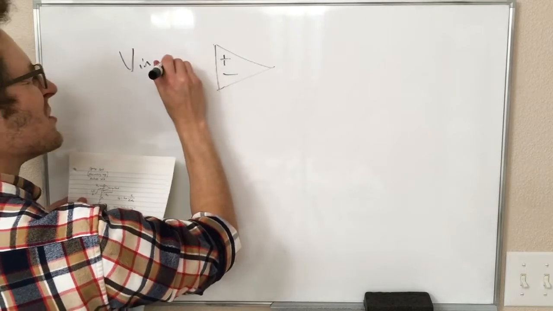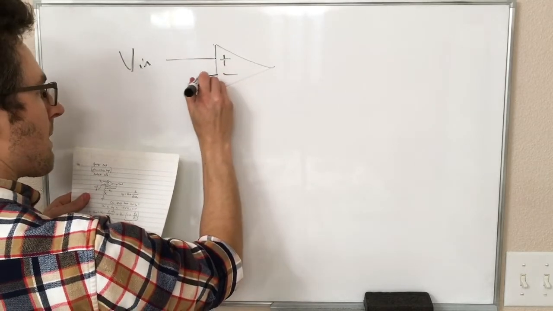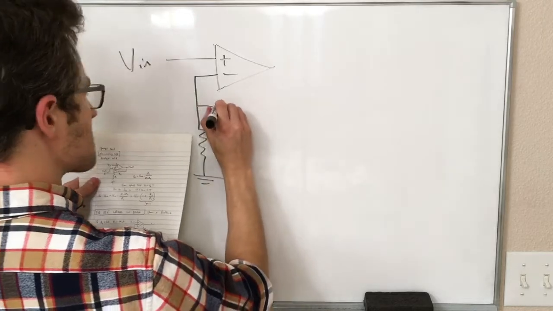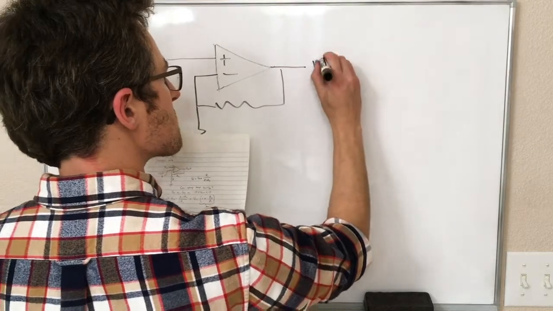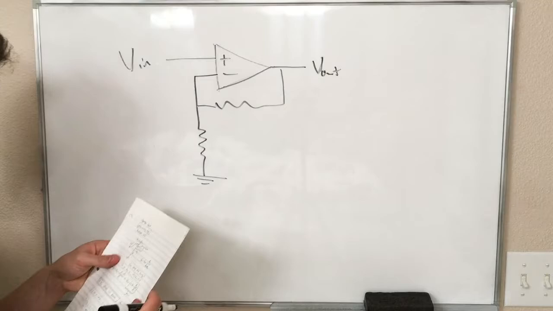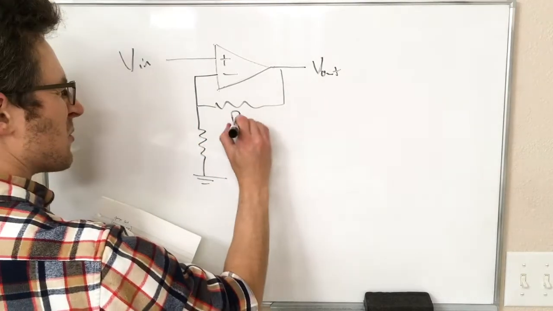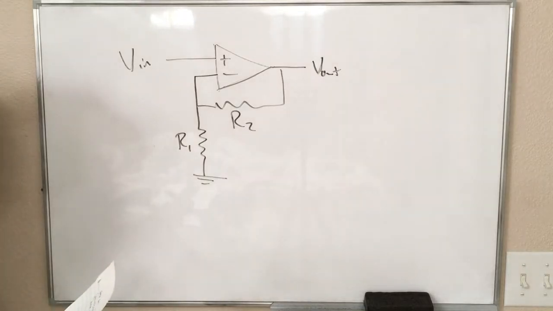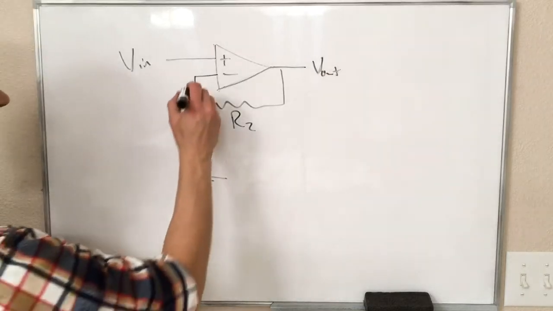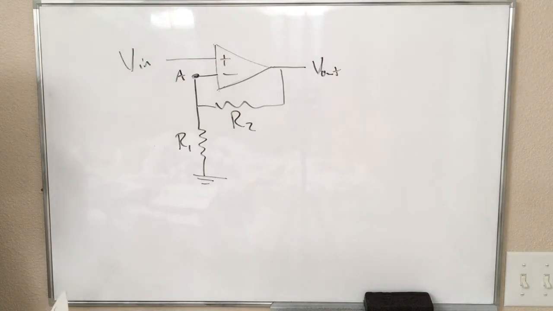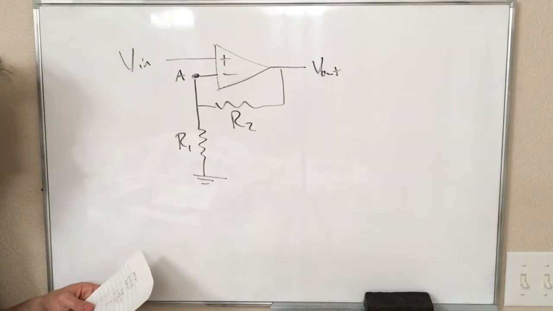We have an input voltage, and we have an output voltage over there, and we have two resistors in between here. So this resistor we will call R2, this resistor we will call R1. We're going to actually keep this general in terms of these resistor values, and just for the sake of analysis, we're going to call this point A, just so it's easy to refer to.